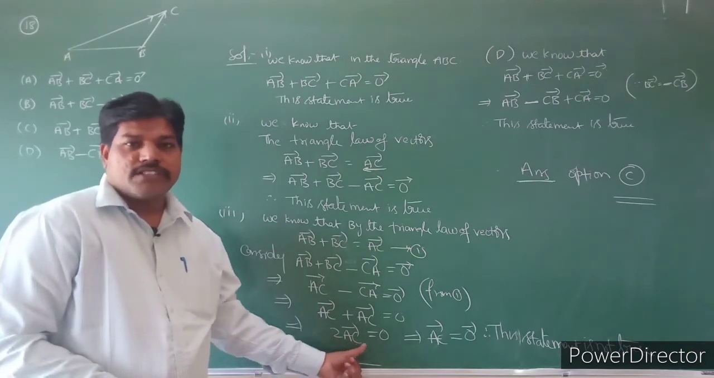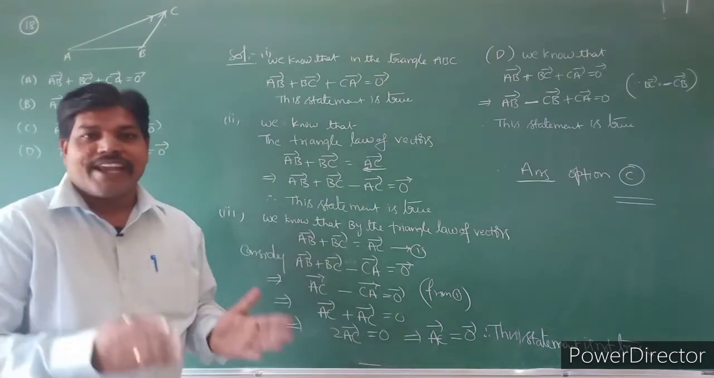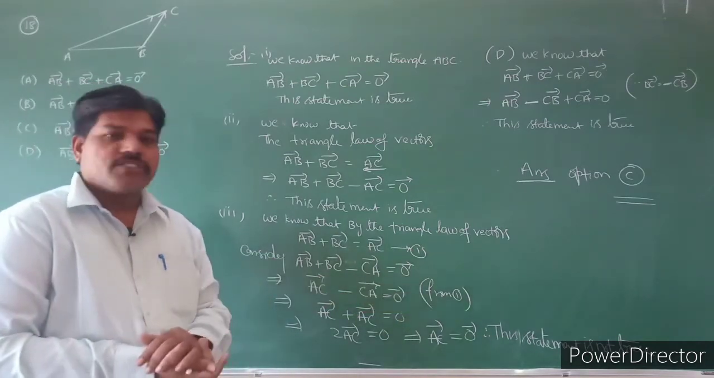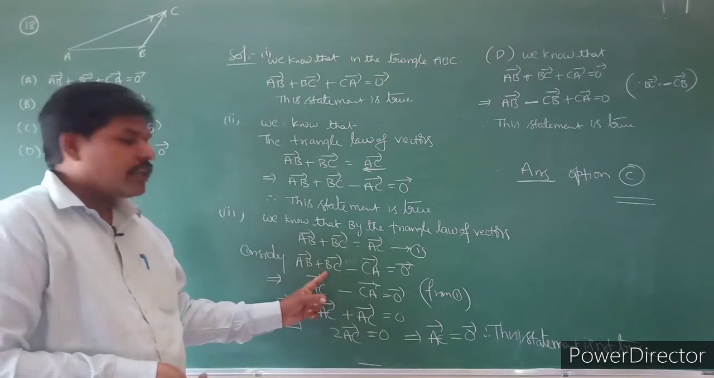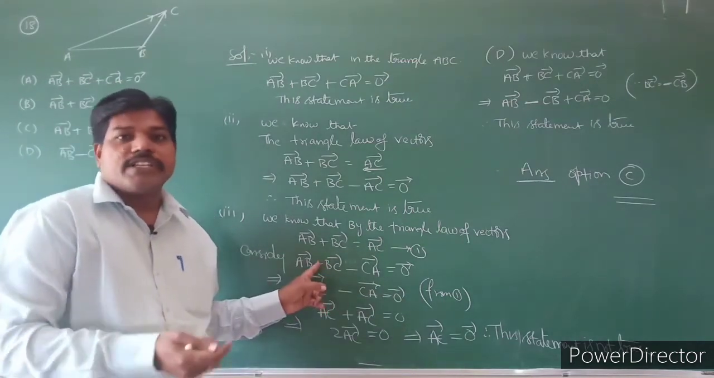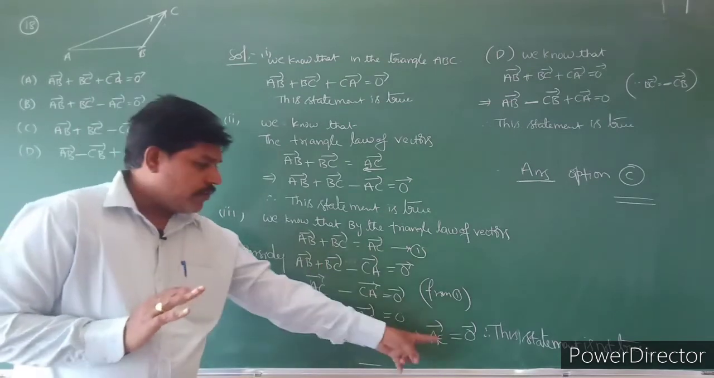So 2 into AC bar is nothing but AC bar is a 0 vector. But if one side is a 0, it will become 0. So that is not possible. That's why this statement is not true. Why? Because if you are taking the wrong statement, that's why you are getting this. So that's why the given statement is wrong. Do you understand, students?